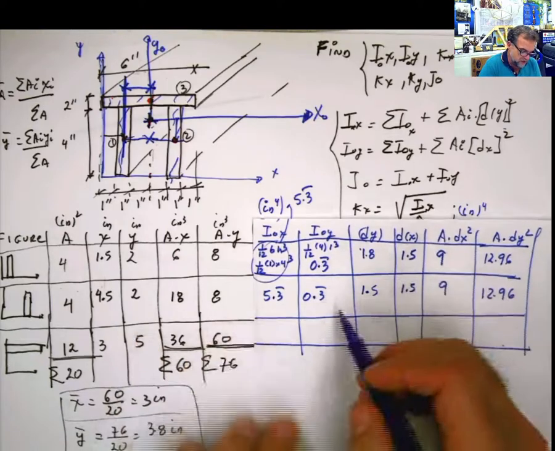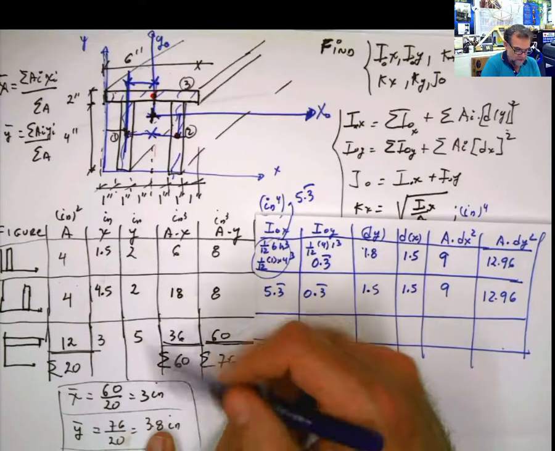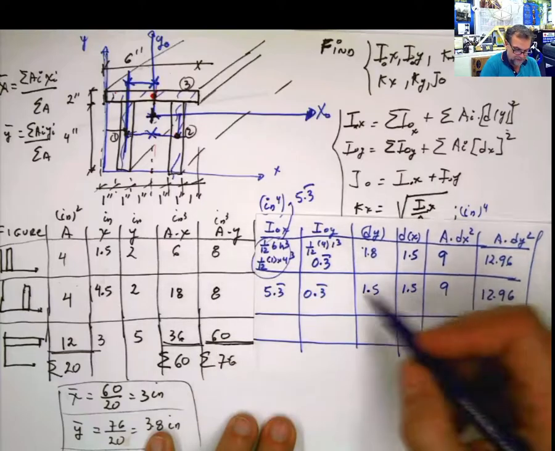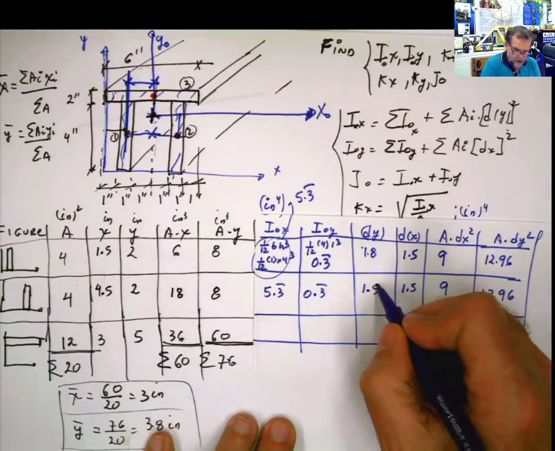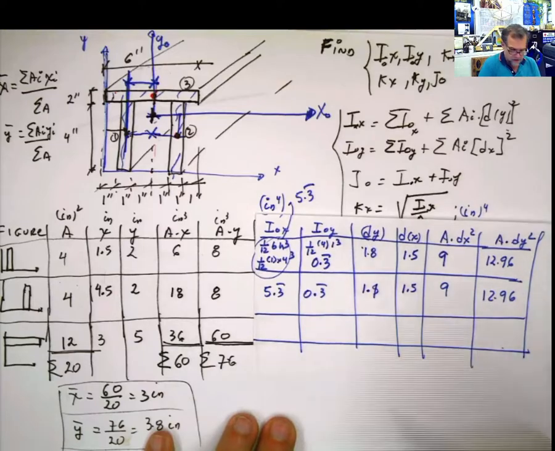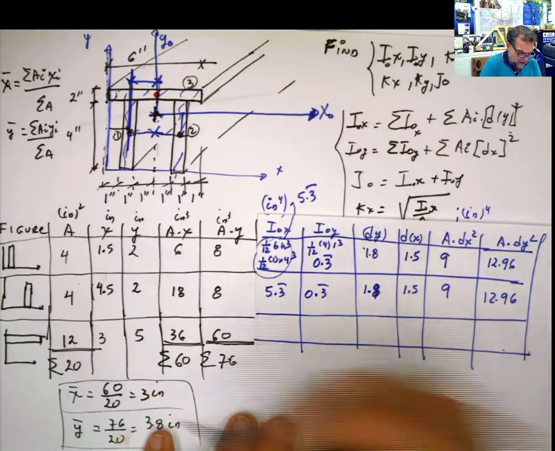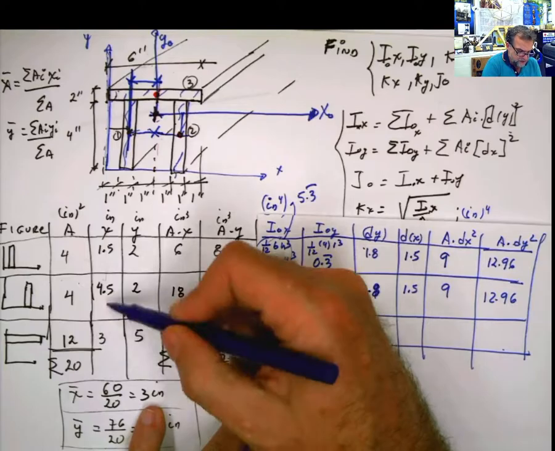Check this out. 3.8 minus y, 3.8 minus 2, 1.8. This is not 1.5, it's 1.8. Why didn't you correct me when I said that? 1.8, the same distance. And in x it's 3 minus 4.5, which is 1.5.